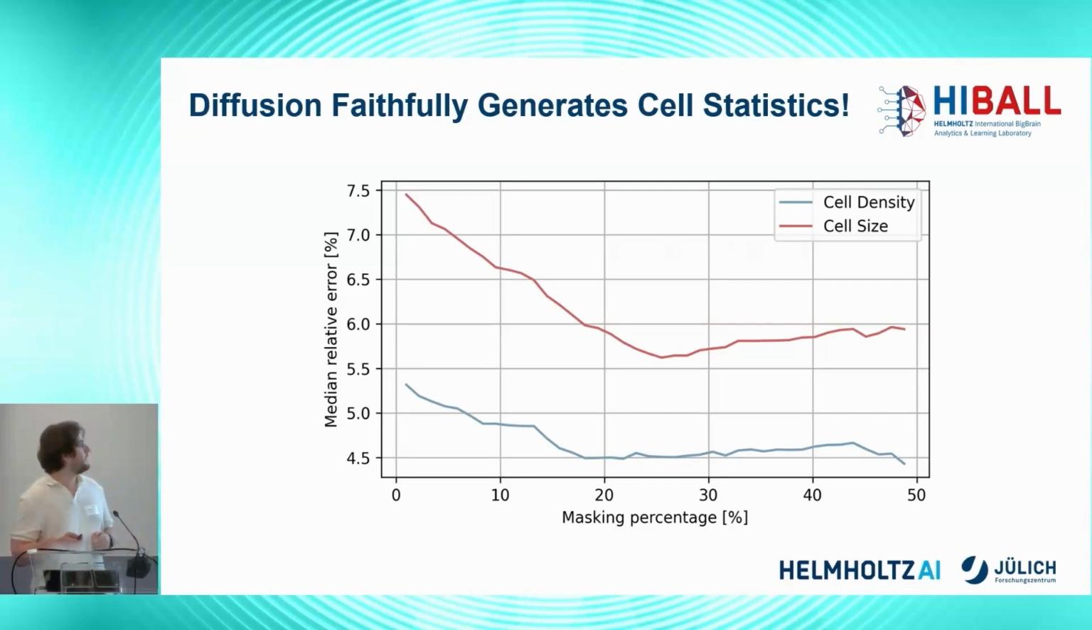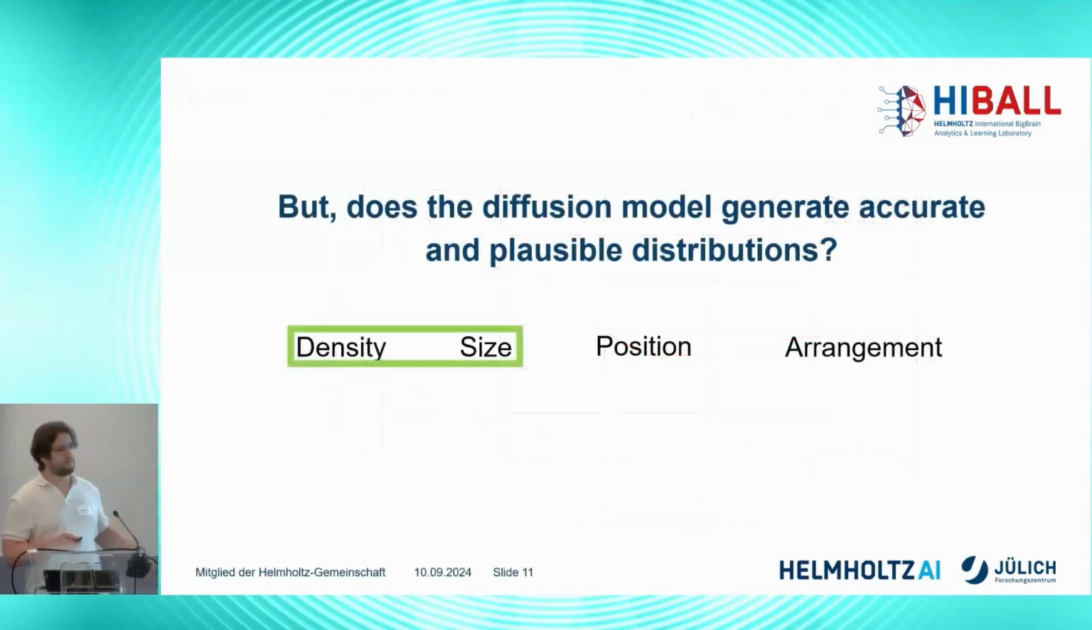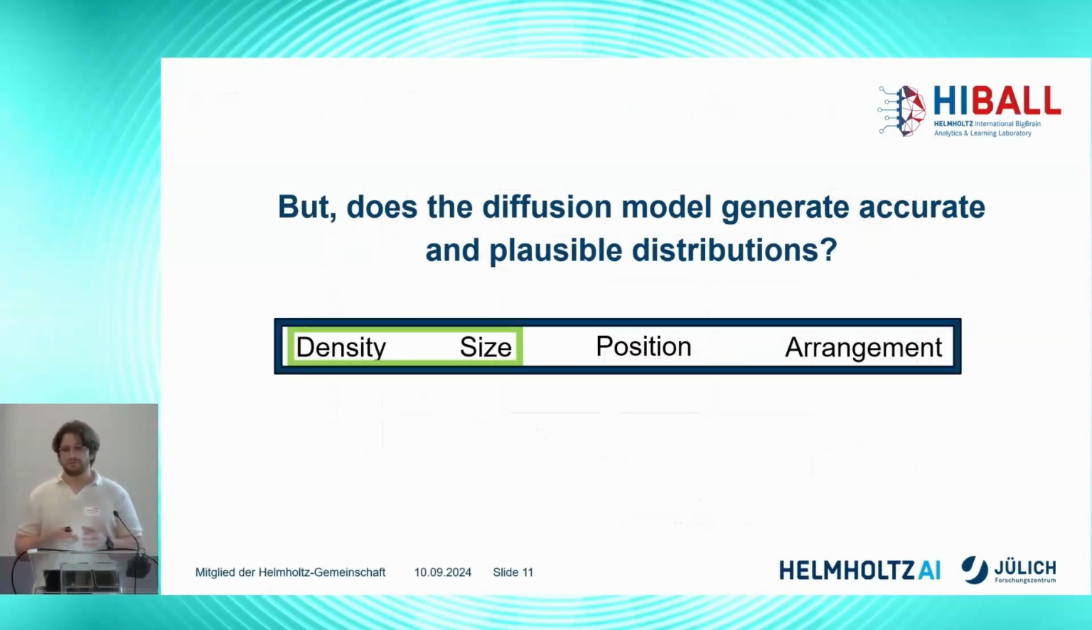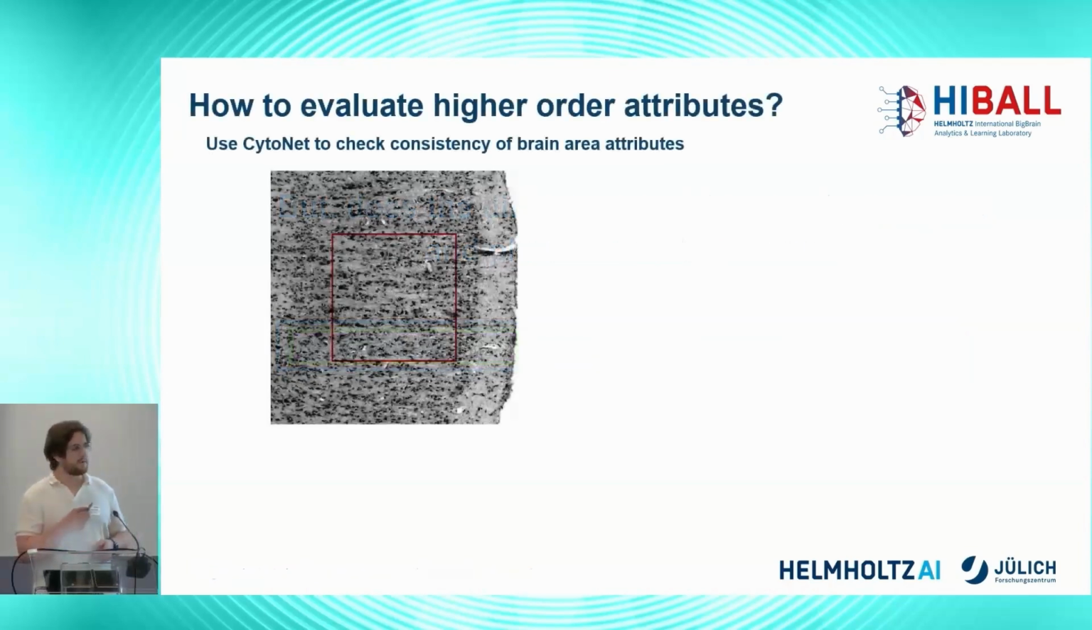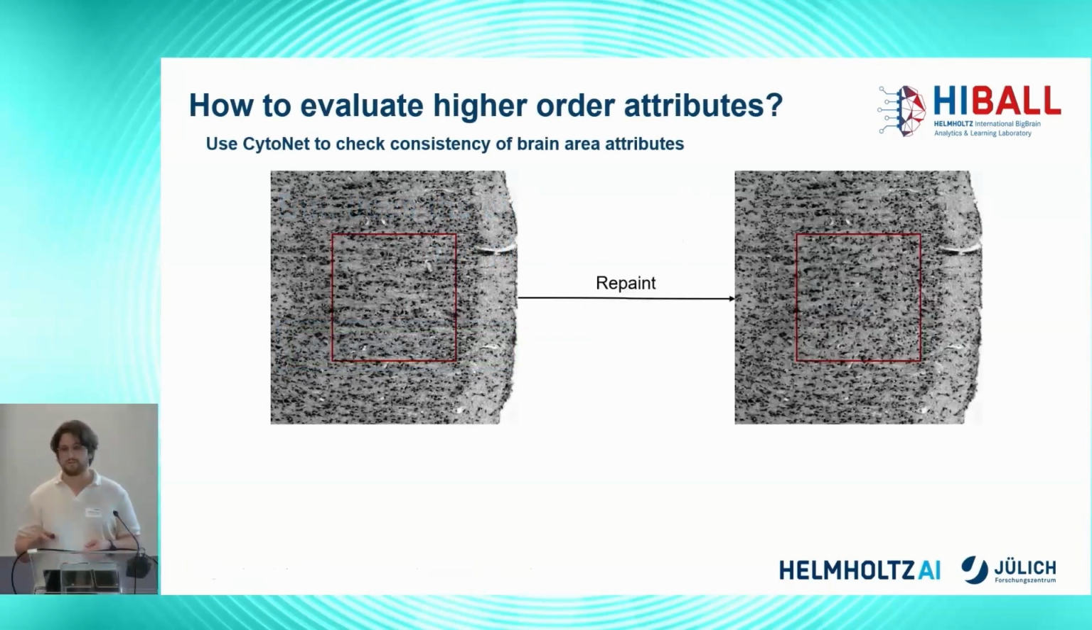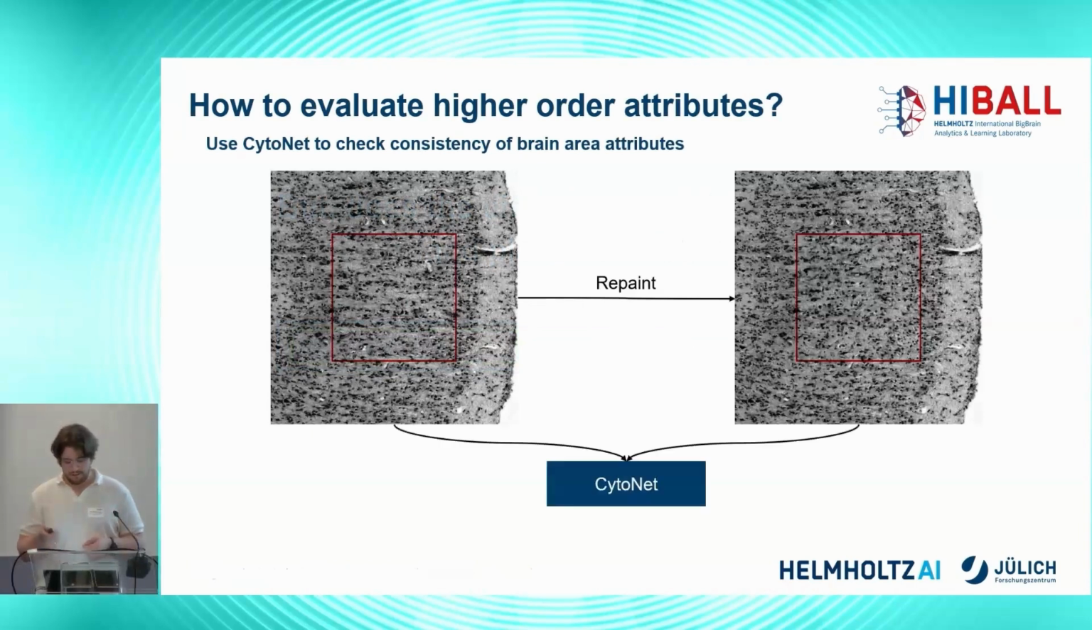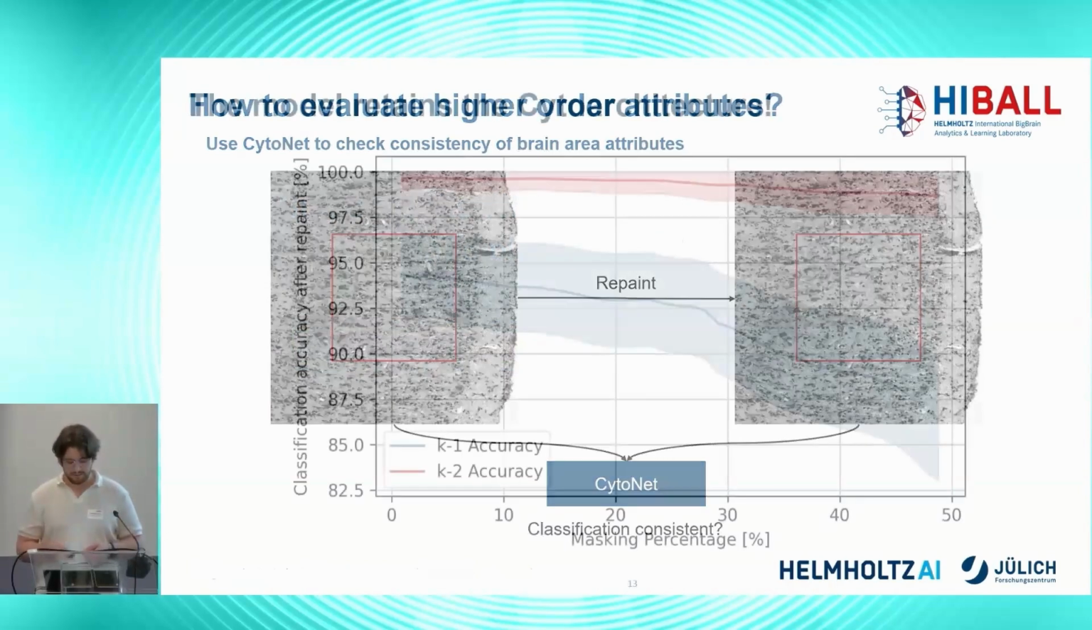Now this is already quite nice, but not enough, and I already showed you two more proxies that we can look at, or the combination of all, which is basically the cytoarchitecture. So the question is, does the cytoarchitecture stay the same if we repaint? And for this, I used the cytonet that Christian already presented earlier to again repaint a given area, a known patch, put it through the cytonet, and just check for consistent classification in this case. Again, we do this for many patches with different ranges of artifact sizes.